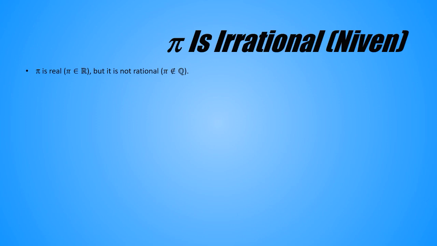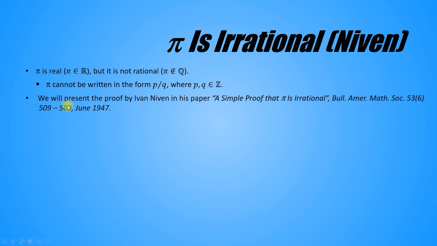So here's just a little rundown of some basic facts. First, pi is a real number, but it's not rational. So that means that pi can't be written in the form p over q, where p and q are integers. In other words, pi can't be written as the ratio of two integers, so it's irrational. So like I said, I'm going to present the proof by Ivan Niven that was given in his paper, A Simple Proof That Pi is Irrational, which he wrote in 1946 and was published in 1947.